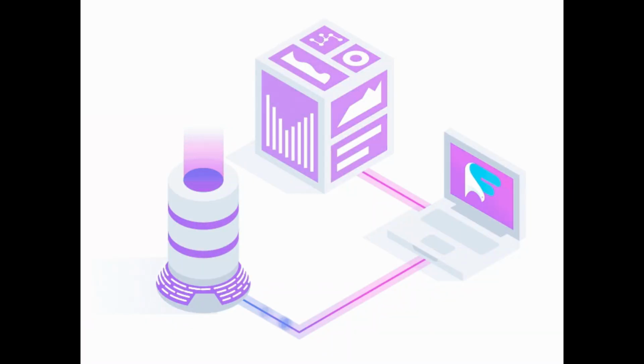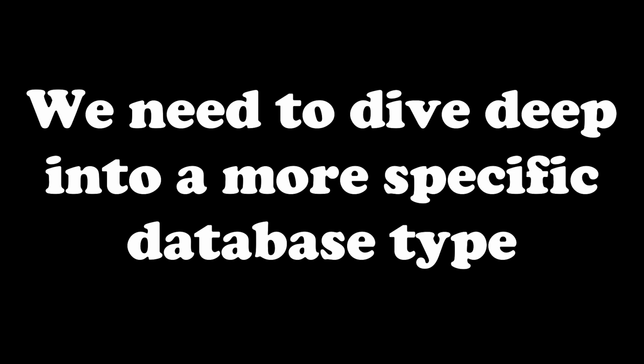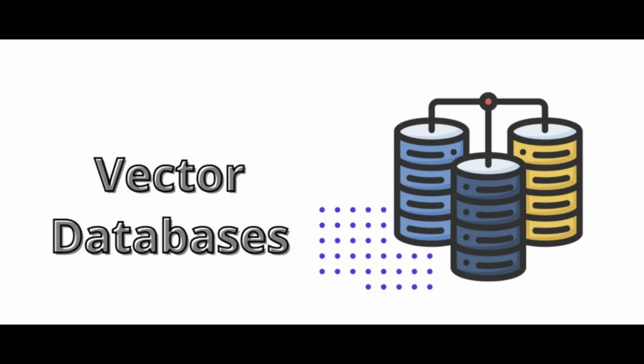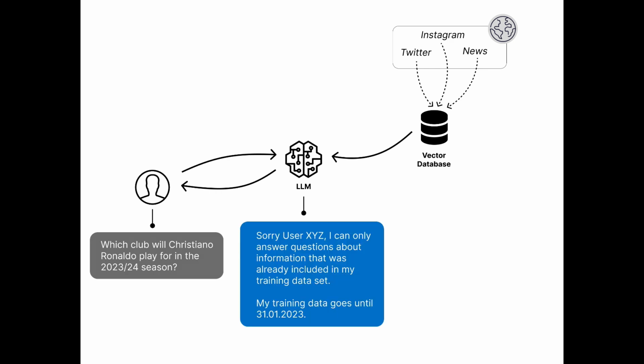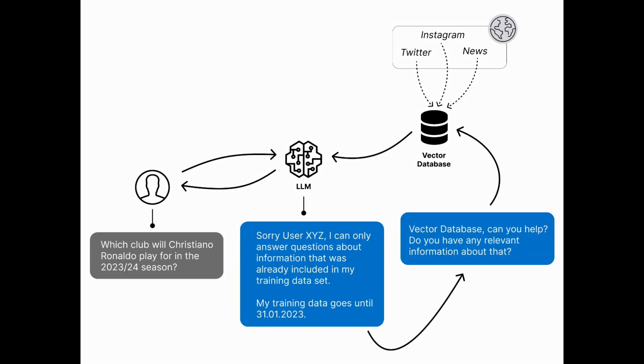A database is an organized collection of structured information or data typically stored electronically in a computer system or on cloud. But in the case of machine learning and artificial intelligence, we need to dive deep into a more specific form of the database called the vector databases. Vector databases are becoming increasingly important in the realm of AI due to their ability to efficiently store, retrieve, and process high-dimensional vector data.